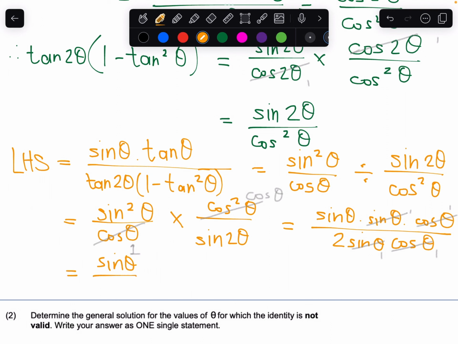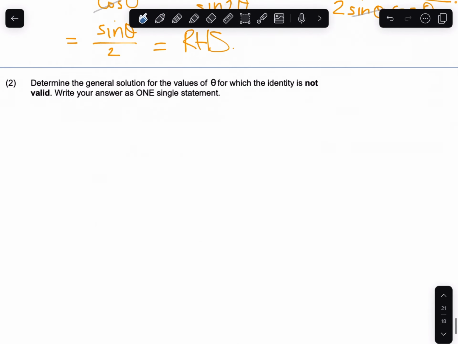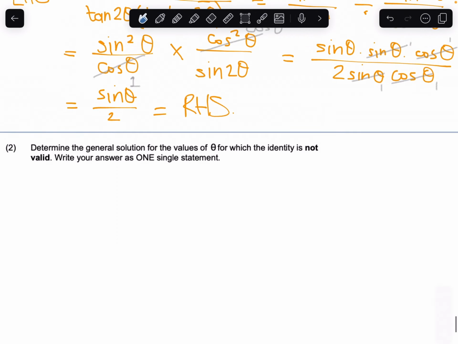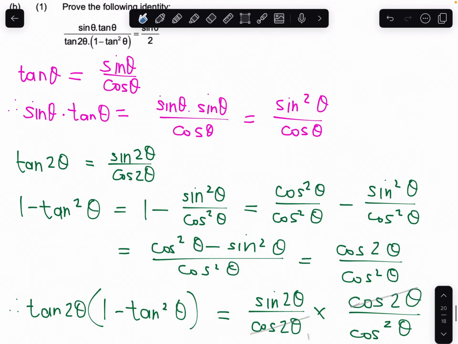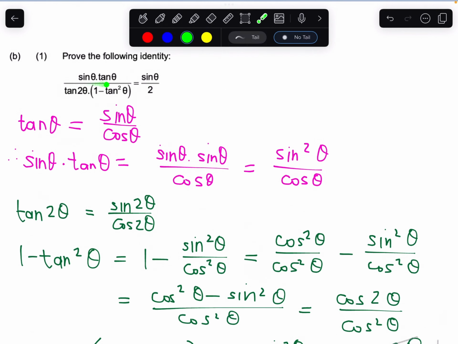Sine theta over 2, which is the right hand side. Okay, right. So we are asked, determine the general solution for the values of theta for which the identity is not valid. Write your answer as one single statement. Okay, so yeah, it won't be valid if this denominator is equal to 0.